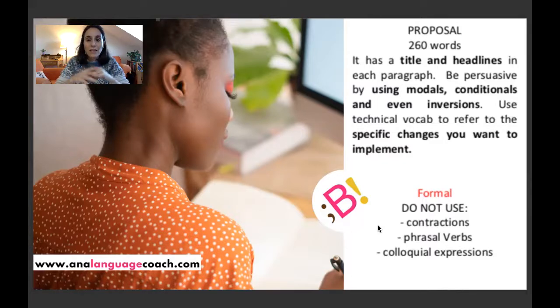So in this proposal, what you do is you need to be persuasive by using modals, conditionals, and even inversions, emphasizing your ideas. Use technical vocabulary to refer to the specific changes you want to implement. And this is a formal style in your writing, so you do not use contractions, phrasal verbs, or colloquial expressions.